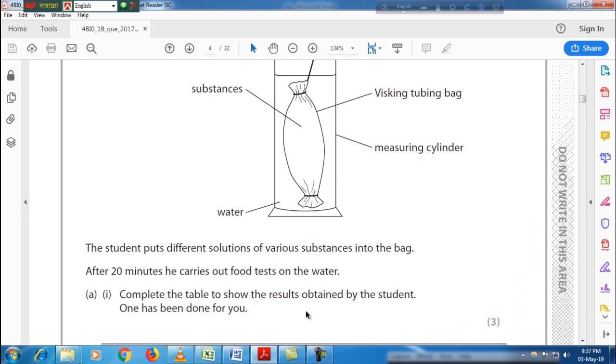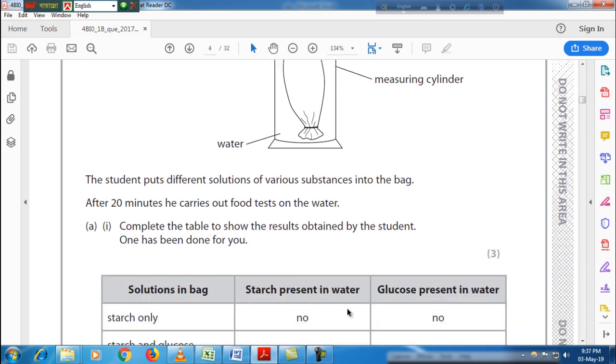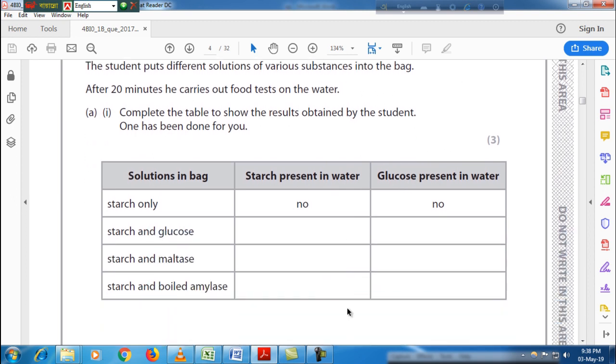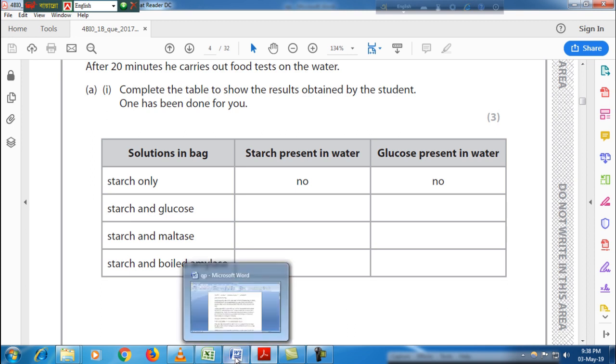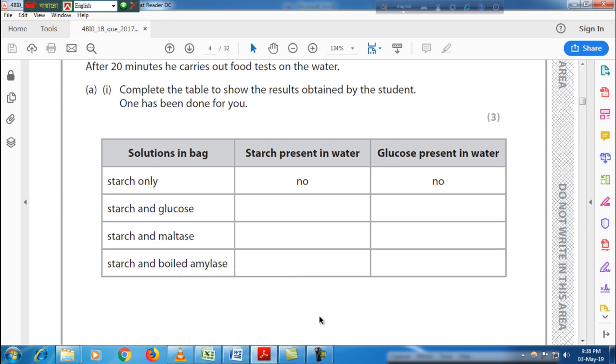The student puts different solutions of various substances into the bag. After 20 minutes he carried out food tests. Complete the table to show the results obtained by the student. One has been done for you. Here, when we see starch, there is only starch in the bag. In the water there is no starch, and in the glucose column also there is no starch, because starch is a large molecule. It cannot pass through the Visking tubing.